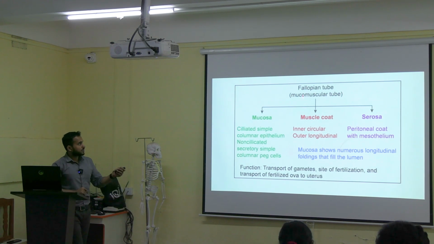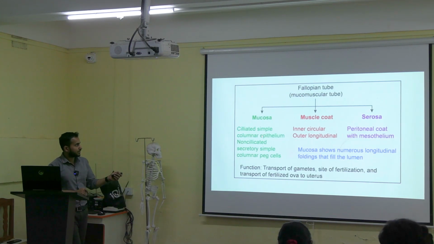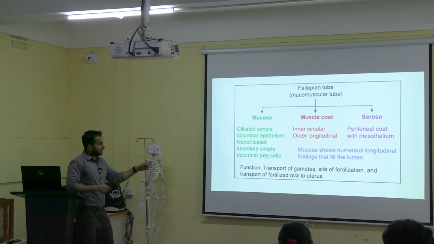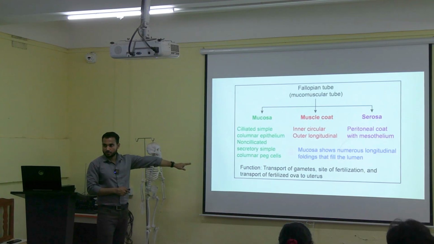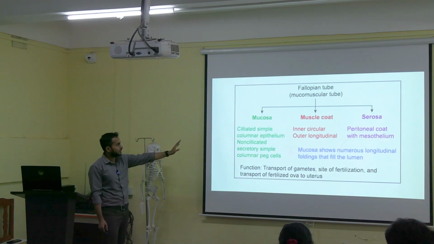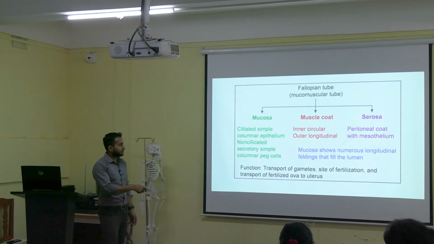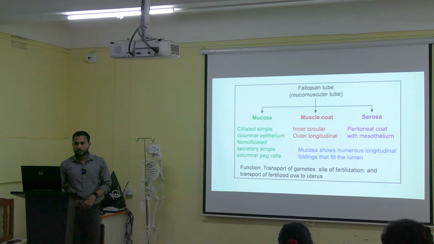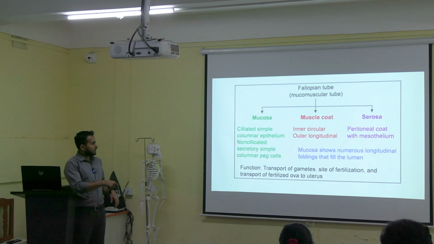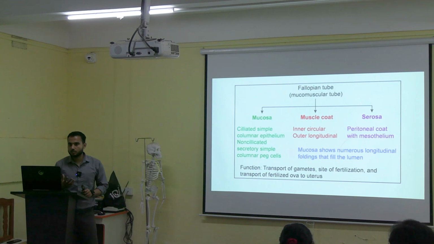It is a mucomuscular tube. Three layers are there. The lining epithelium is ciliated columnar epithelium. Here two different types of cells are present. What are these two types of cells? First of all, ciliated columnar epithelium, along with that non-ciliated secretory cells are present, and these are called PEG cells. The secretions from these PEG cells provide nutrition to the ovum. It secretes nutrition to the sperm when it is traveling through the fallopian tube.